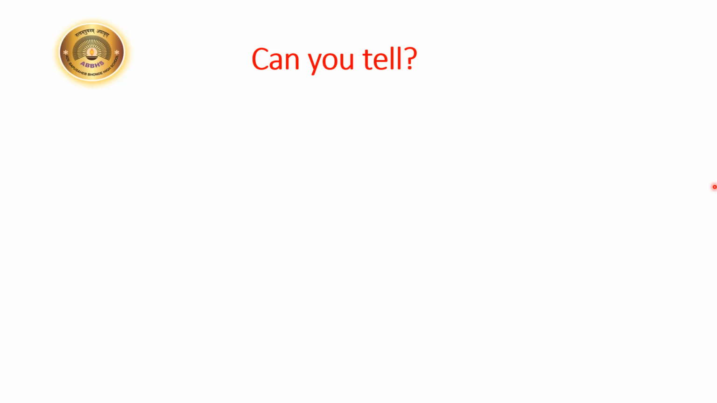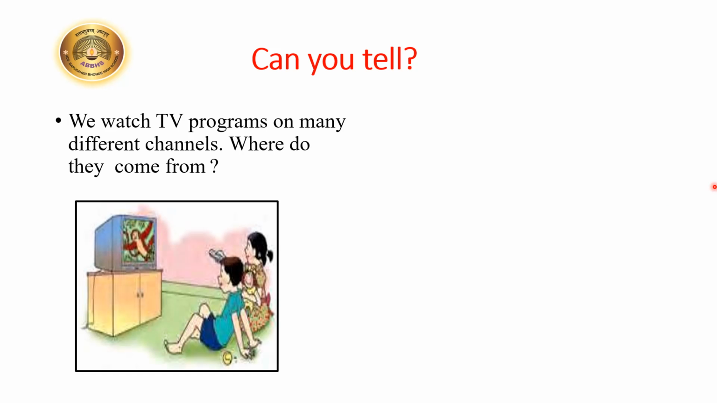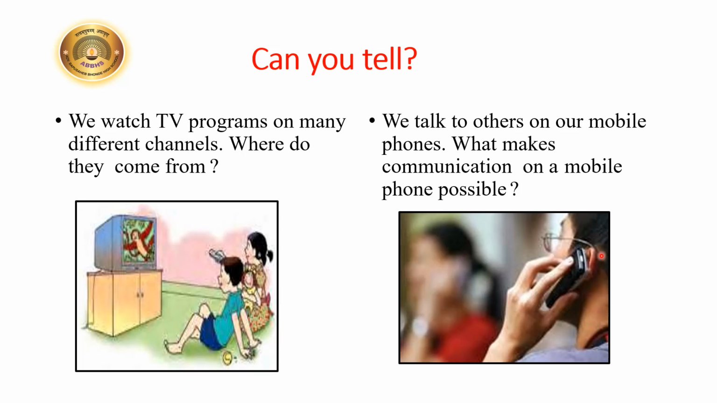Can you tell? We watch TV programs on many different channels. Where do they come from? They come from artificial satellites. We can watch TV programs because of artificial satellites. We talk to each other on our mobile phones. What makes communication on a mobile phone possible? Because of artificial satellites.